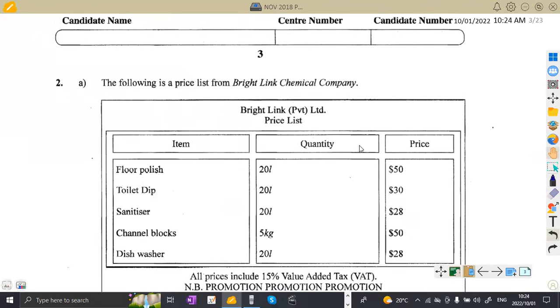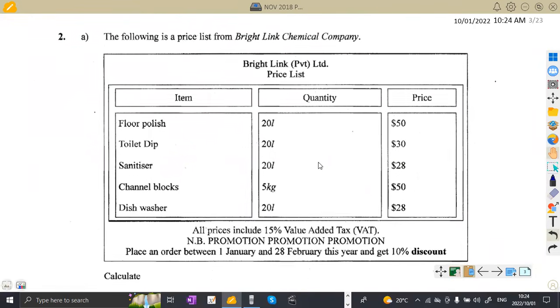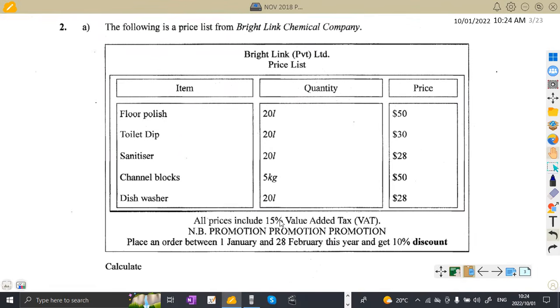All right, then now, question 2A. We are given the following price list for Bright Link Chemical Company. So this is a chemical company that we have. Bright Link Private Limited price list. The floor polish, that is quantity 20 liters. This is the price. Toilet dip, this is 20 liters, the price, and so forth. Okay, so all these prices include 15% value added tax, which is VAT.